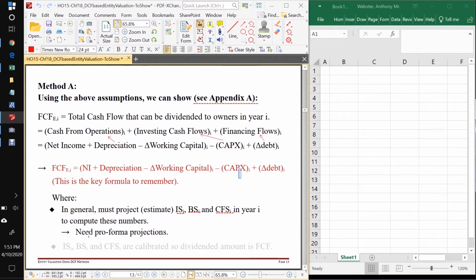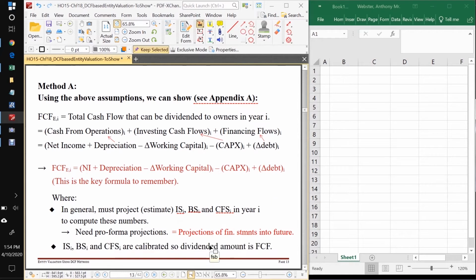So when you do that, these are called pro forma projections. And pro forma projections are just projections of our financial statements into the future. So to get all this stuff that we need, the free cash flow we're going to get from a firm as a dividend for the owners, say I equal to 2 years from now, we're going to have to project and estimate what the income statement is going to look like 2 years from now, the balance sheet and the cash flow statement. And also, what's more, the financial statements that we project have to be calculated so the dividended amount is the maximum we can dividend without impairing the future of the firm, and that makes it a free cash flow.